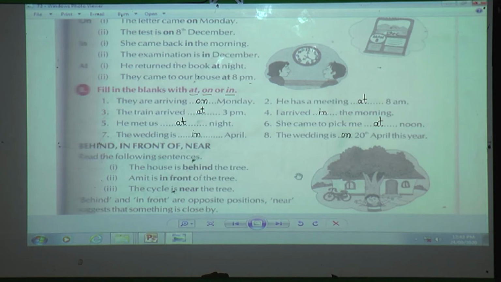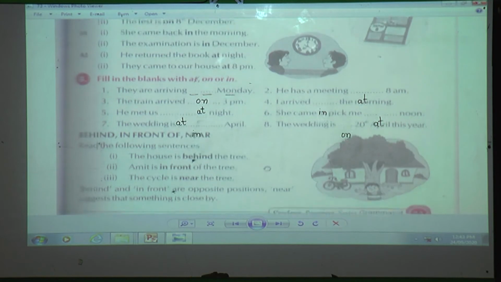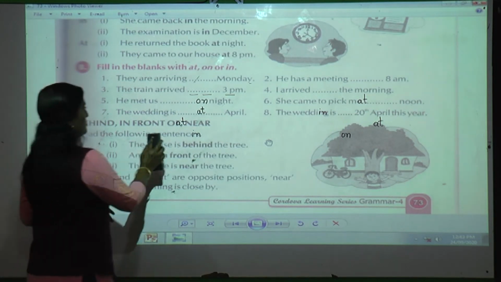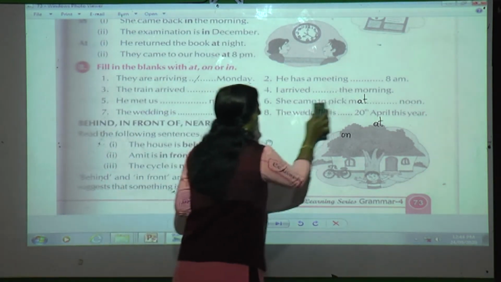Finish, students? We'll move on to next. How we have to use the given prepositions, that is behind, in front of and near. This you will find easy. Okay? I'll just explain to you how you have to use these prepositions. Behind, in front of, near. Ready? Done with exercise B? Okay. We'll come on to the next prepositions, that is behind, in front of and near.